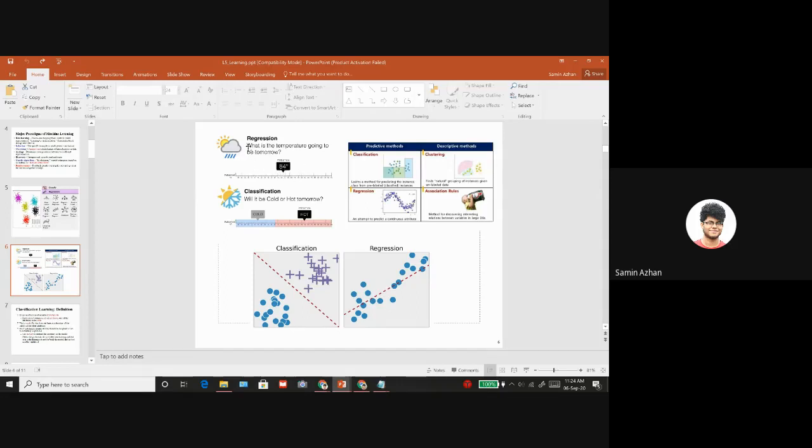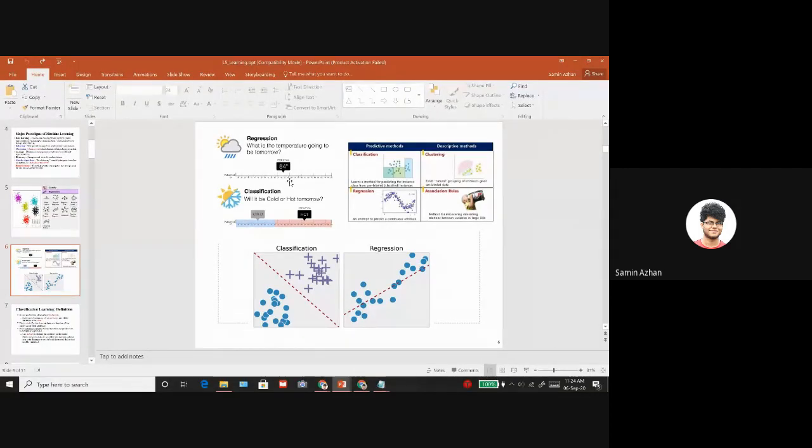If we use regression, let's say in our previous data, it was around 84. Let's say yesterday it was 83. Before that, it was 85. Things like that. So it predicts a value, that tomorrow it'll be 84 degrees.